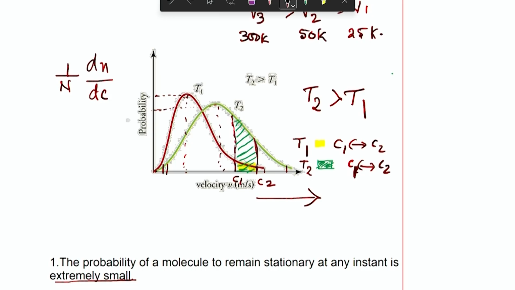Area under the curve is giving you the number of molecules possessing velocities between C1 and C2, and you can see what is happening when temperature is increased from T1 to T2. When it was T1, only this many molecules possessed a velocity between C1 and C2. When I increase the temperature to T2, just find the huge increase in the number of molecules under the curve between C1 and C2 velocities. So, when temperature is increased, there is an enormous increase in the velocities of the molecules. So, more molecules come to those higher velocity values.